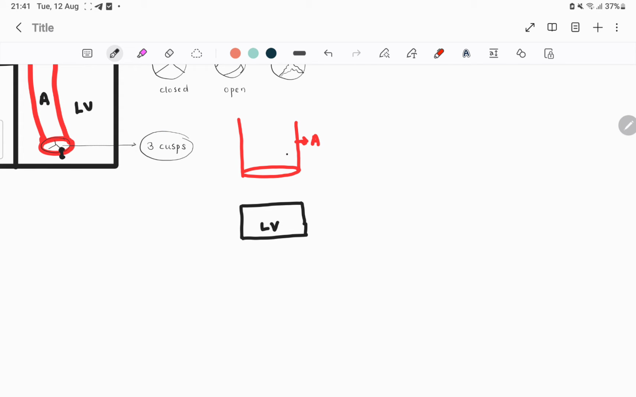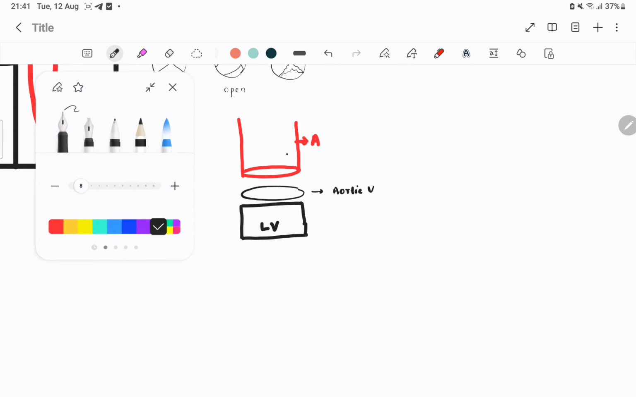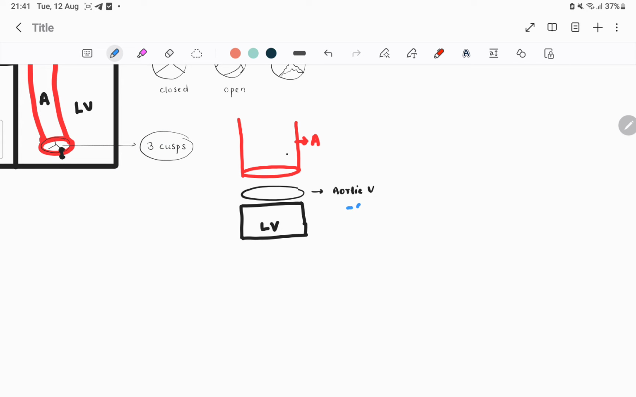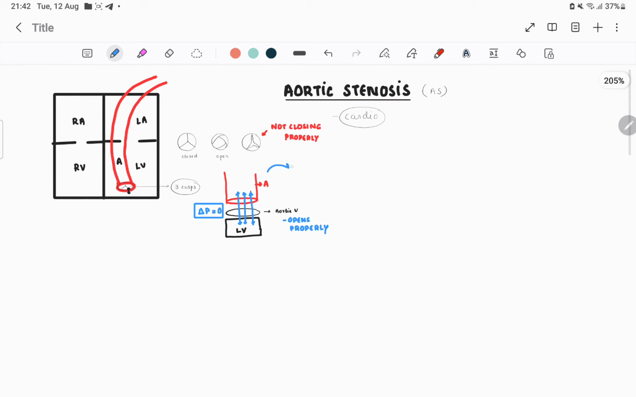that aorta and left ventricle, in normal condition, the aortic valve opens completely, right? It opens properly. So whenever there is a common channel, there is no pressure gradient, so I can write delta P is equal to 0. This is our normal condition.